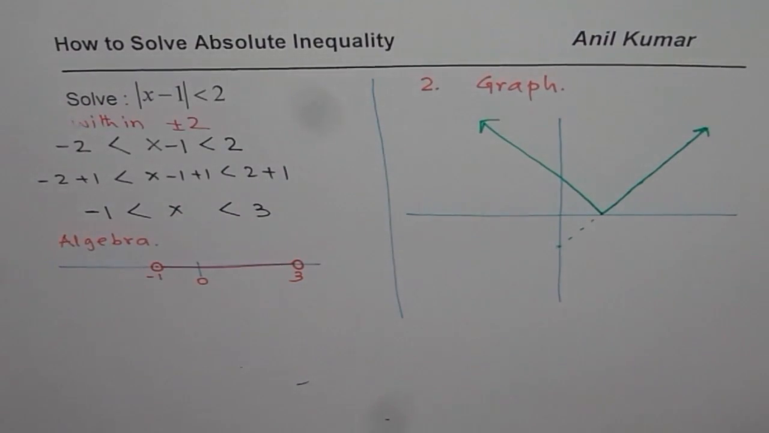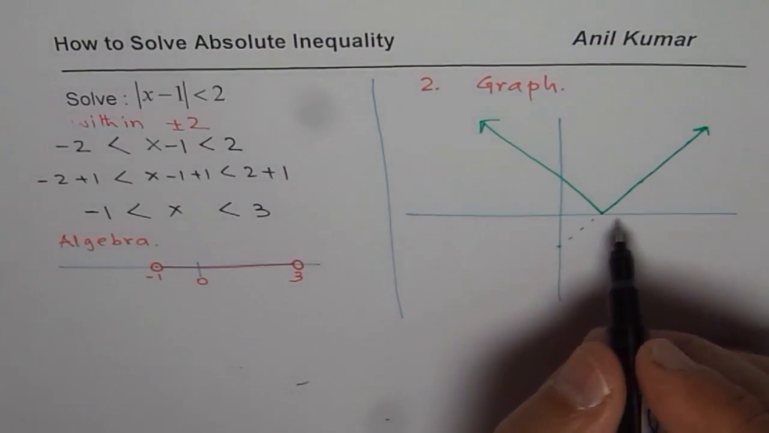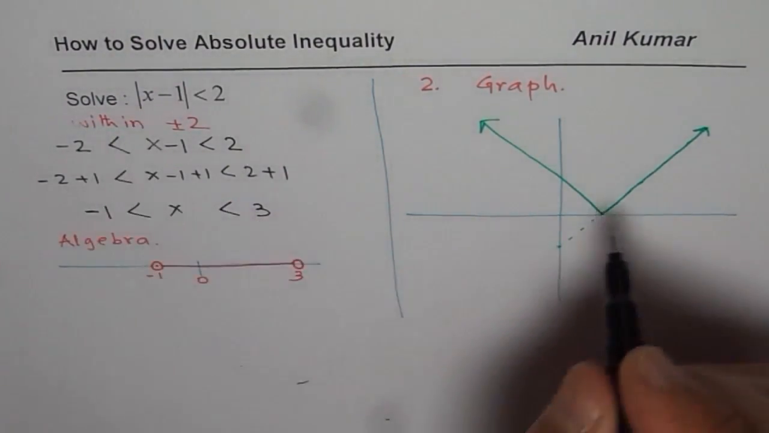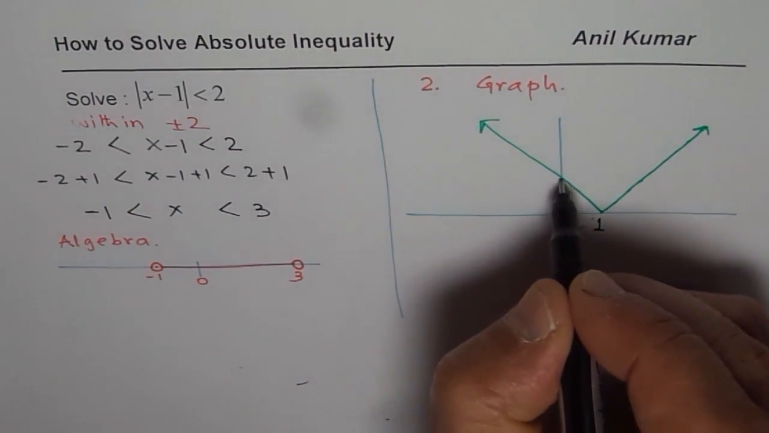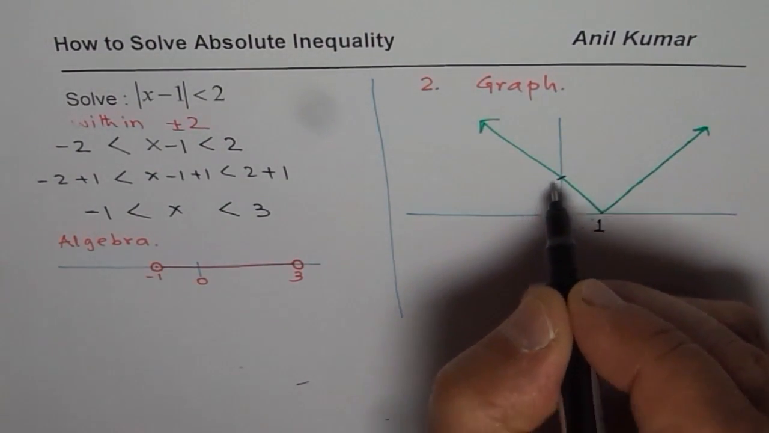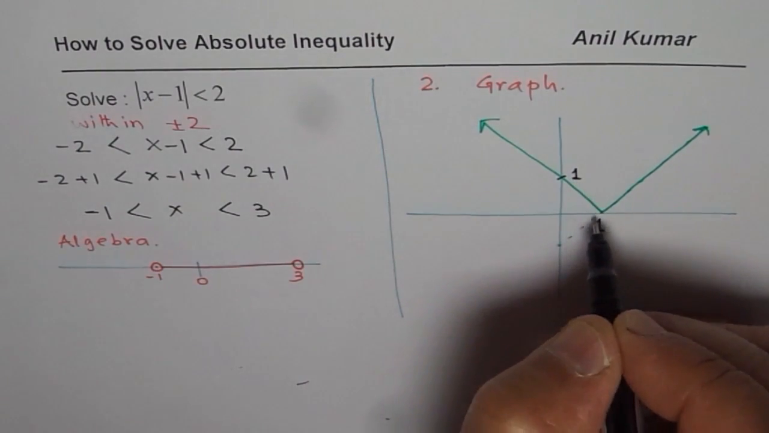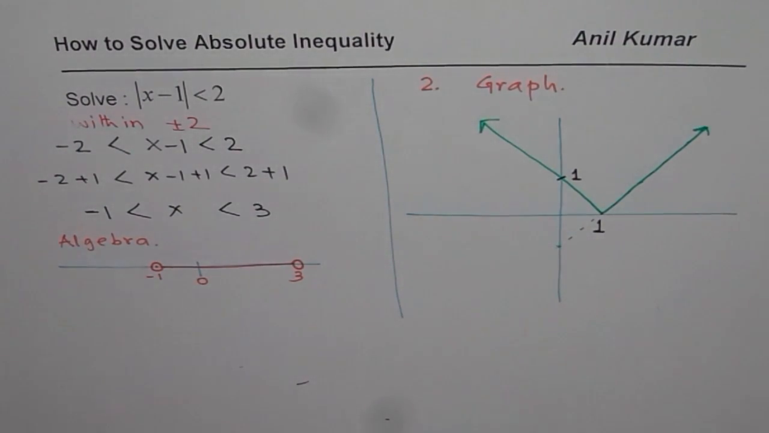Perfect. So this is 0. 0 will happen at 1, so we'll write this as 1. And this has been reflected, -1, so it reflects to position 1. So that becomes your absolute function.